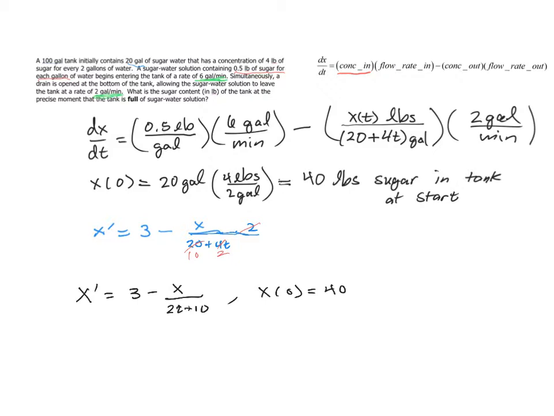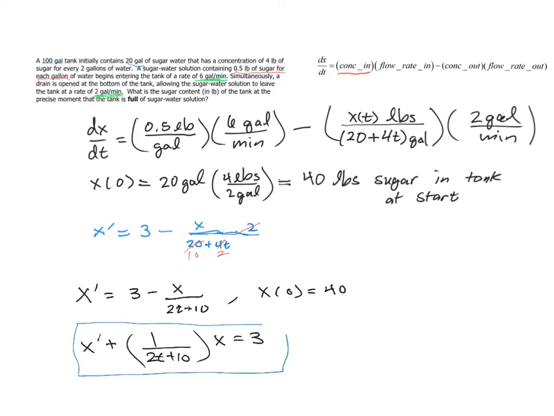Now this equation, when you first look at it, might look a little confusing to classify, but sadly it is not separable. But it is linear because you will notice that the x's and the x prime are all to the first power, there's no functions, and so on. So the first step in solving this equation is to add that second term to both sides so that it's x prime plus the fraction 1 over 2t plus 10 times x is equal to 3. And then in the next video, we'll take this equation and we will solve it with an integrating factor and then answer our question.